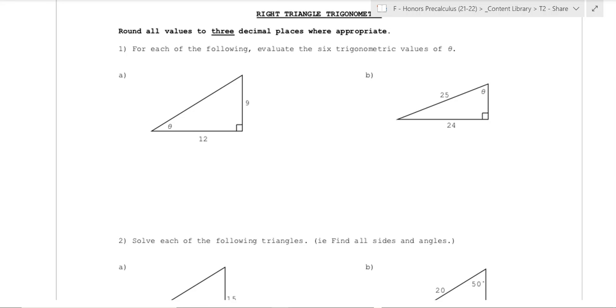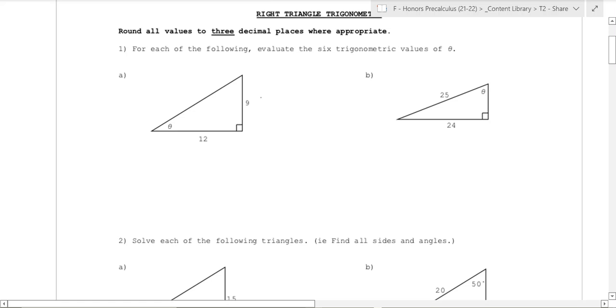Anything about specific right triangles? For example, when you see this one, 12, 9, and 9, 12, how do you know it's 15? How did you know that off the top of your head, besides the fact that you used the Babylonian theorem? Do you remember? 3, 4, 5. It's just a multiple of a 3, 4, 5 triangle.